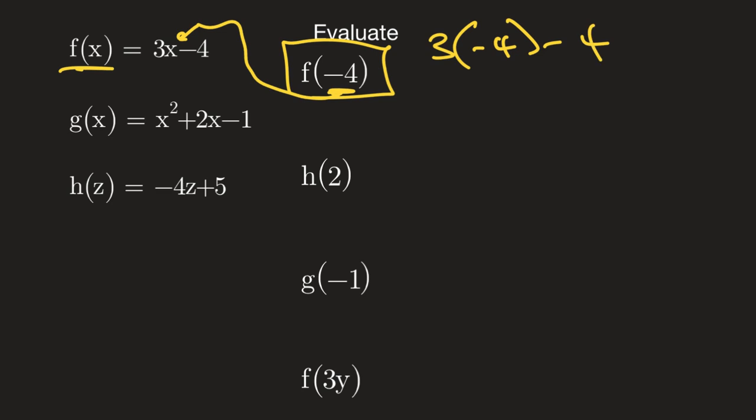What's 3 times negative 4? And what's negative 12 minus 4? Negative 8. Oh, I mean, negative 16.